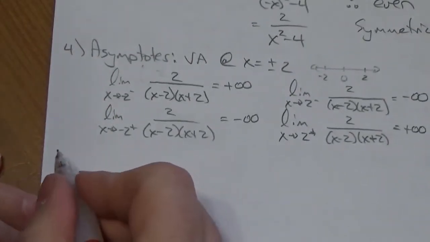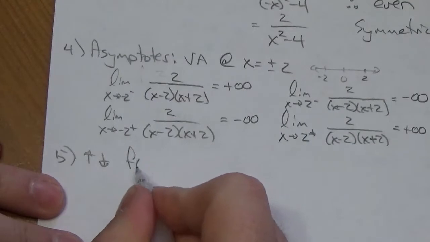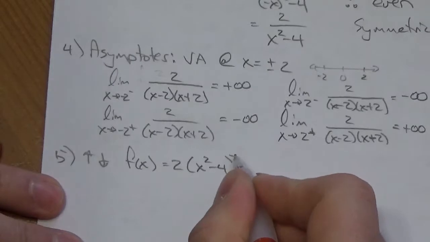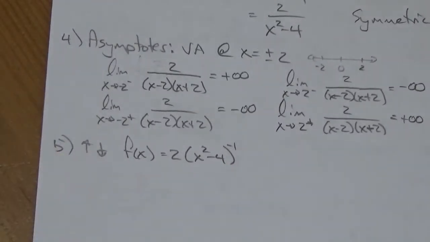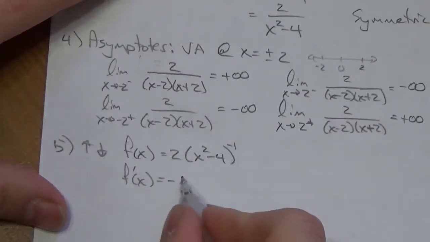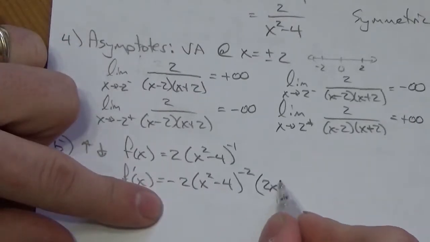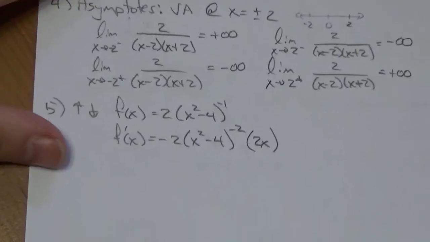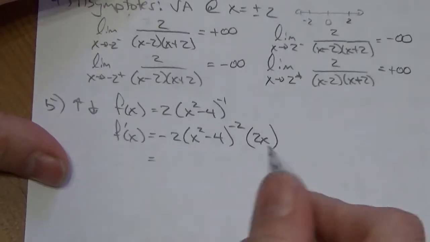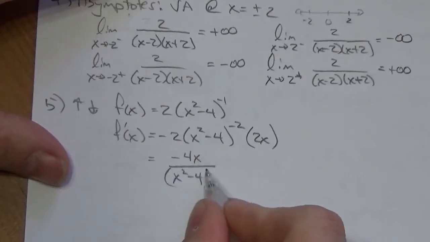Okay, now let's take a quick look at intervals of increase and decrease. And so what I'm going to do with our function here, just because I'm a little on the lazy side, is write this in this form. I'm going to bring up the denominator, just take it to the negative 1, so that when I take the derivative, this will be negative 2 times (x squared minus 4) to the negative 2, multiplied by 2x. I'm just going to use the chain rule in this case. Let's rewrite that in a way that looks a little bit better. That's going to be negative 4x over (x squared minus 4) squared.